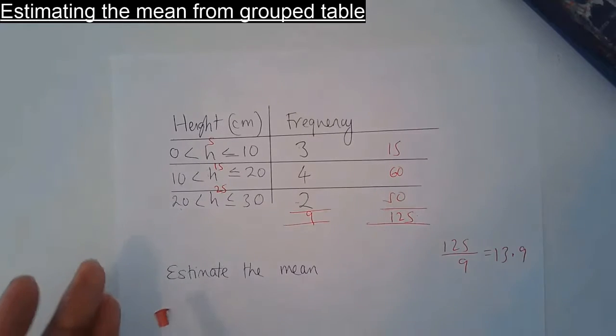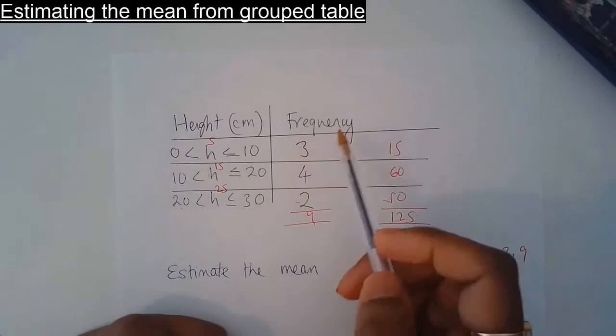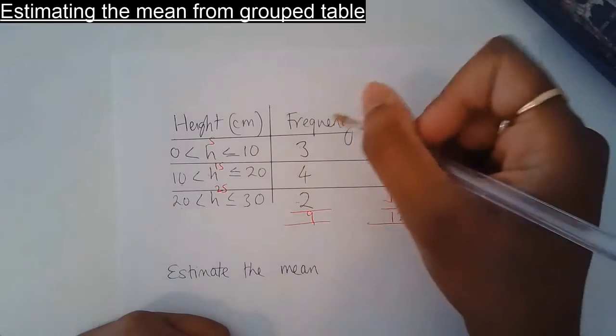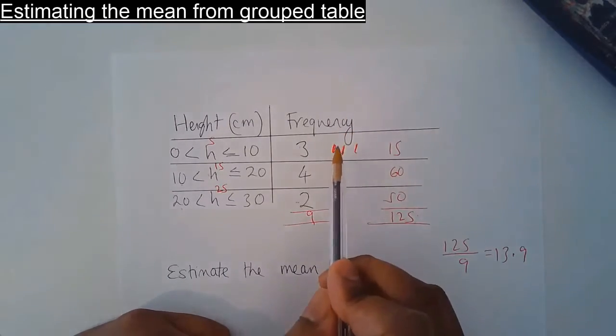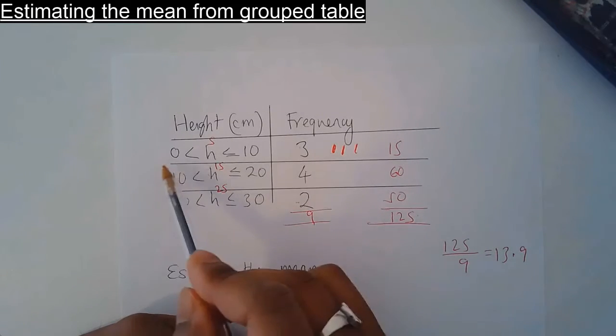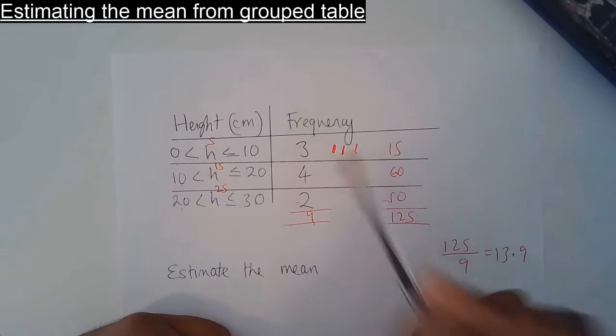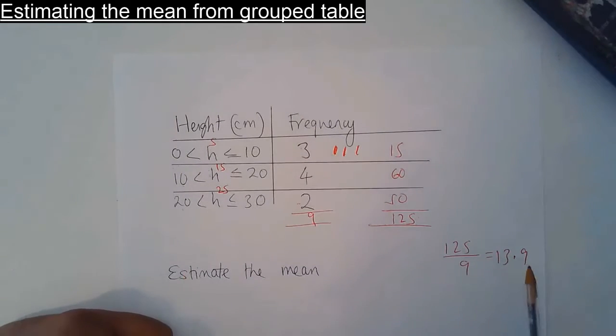They might ask you, why is it an estimate? Why isn't it just the mean? Well, to be honest, those 3 plants, you don't know the exact heights of those plants. We just know that one is somewhere between 0 and 10, that one is somewhere between 0 and 10, and so on. And because we don't know the exact height, what we just worked out is just an estimate.